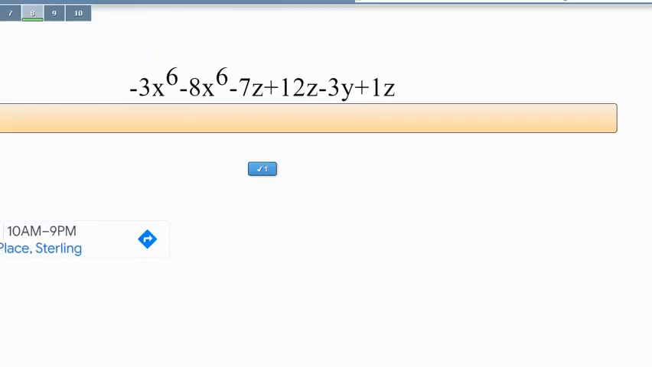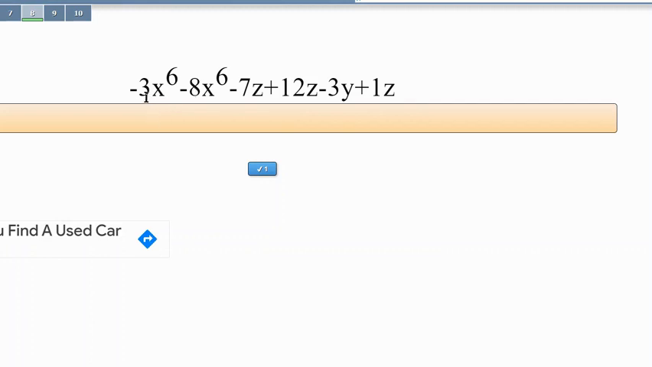In Schoology, there is a link to this exercise which we did in class. Here I'm also combining like terms. I'm looking for things that are the same. This x to the 6th power and this x to the 6th power, they are like terms. I can combine these two. And I can combine the z's with the z's. This one with this one and this one.